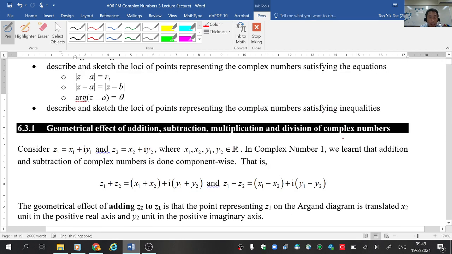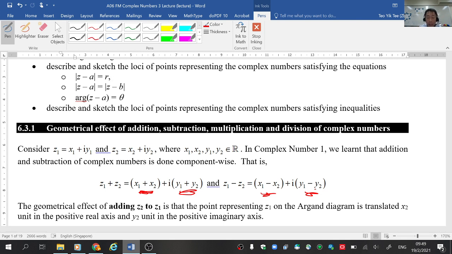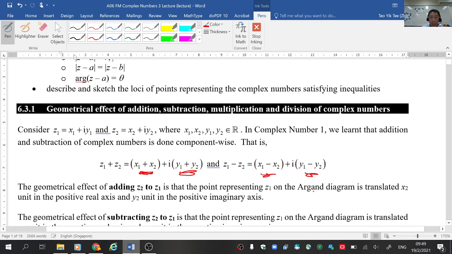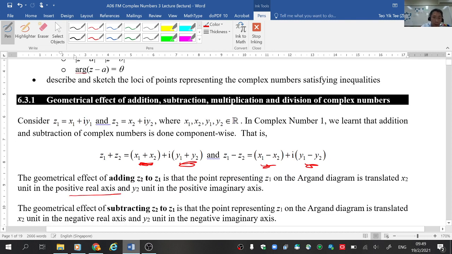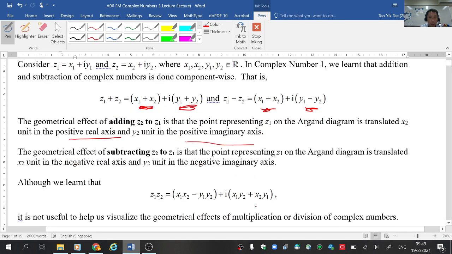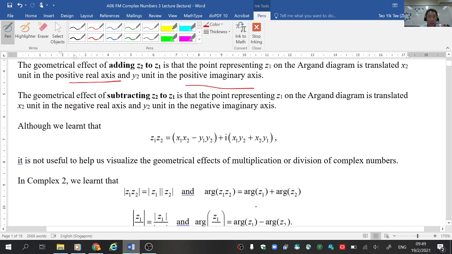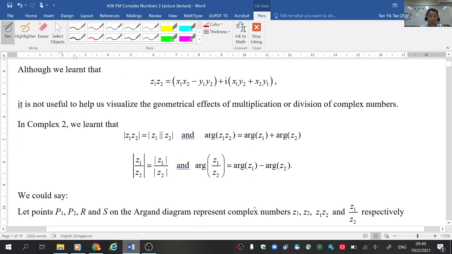Okay, when it comes to addition and subtraction of complex numbers, all you need to remember is to add the real parts together, add the imaginary parts together, or subtract the real parts, subtract the imaginary parts. So in simple terms, in your layman language or in relation to your other topic, it's basically a translation. Translation of the relevant units in the positive real axis as well as the translation in the imaginary axis.